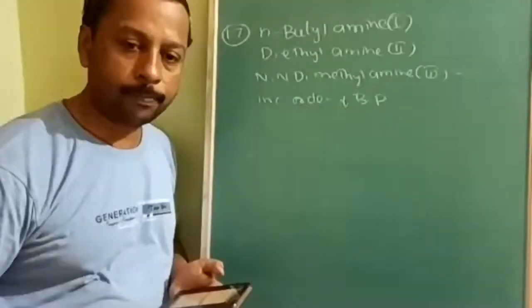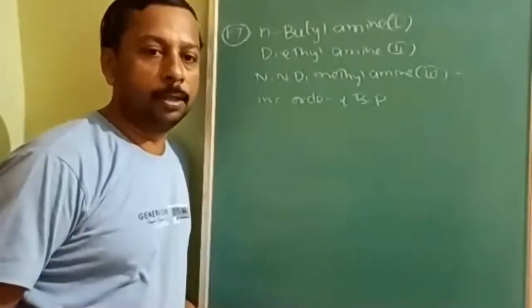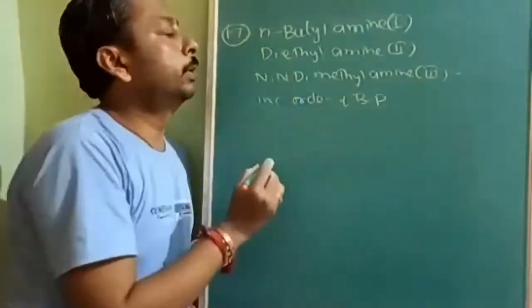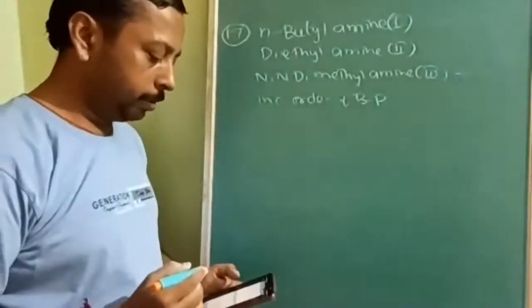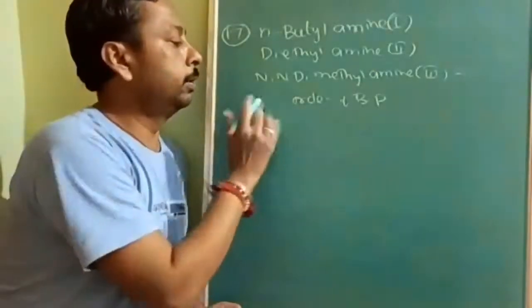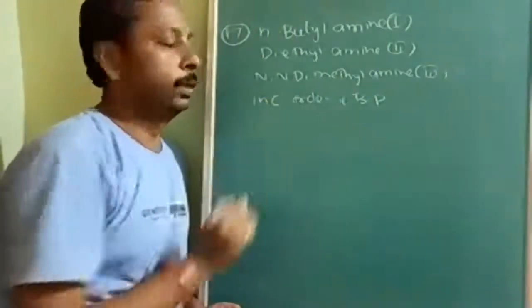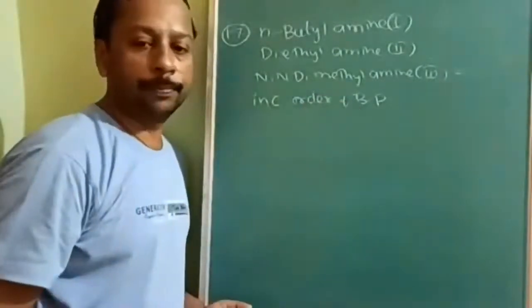Okay, here 3 compounds are given: n-butylamine, diethylamine, and dimethylamine. Understood? These are the 3 compounds given, and you have to arrange them in increasing order of boiling point. Which order? Increasing order of boiling point, you can arrange them. Understood?